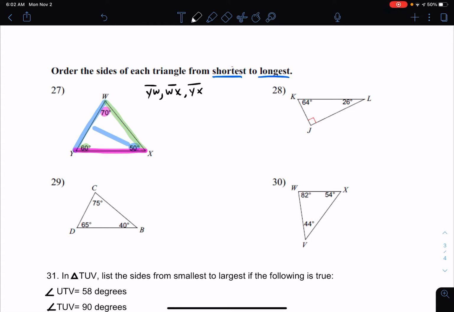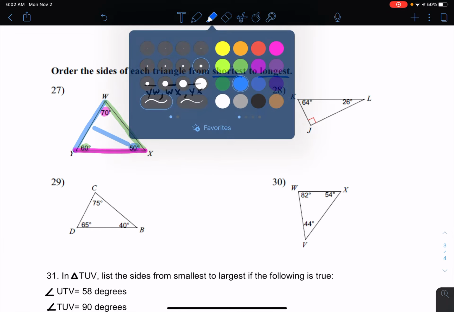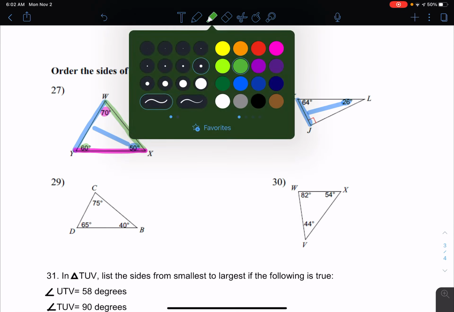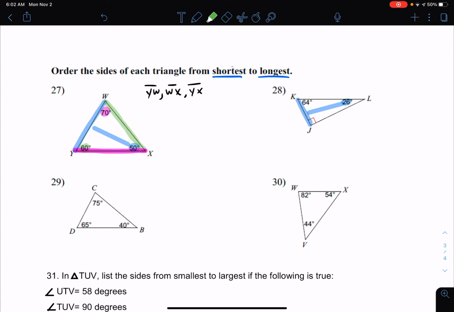Okay, I'll do another one. I'll do number 28. So the smallest angle is going to be 26. So that means this side over here is going to be the shortest. Okay, my next smallest angle is going to be 64. So that means the side opposite that one is going to be the middle one.